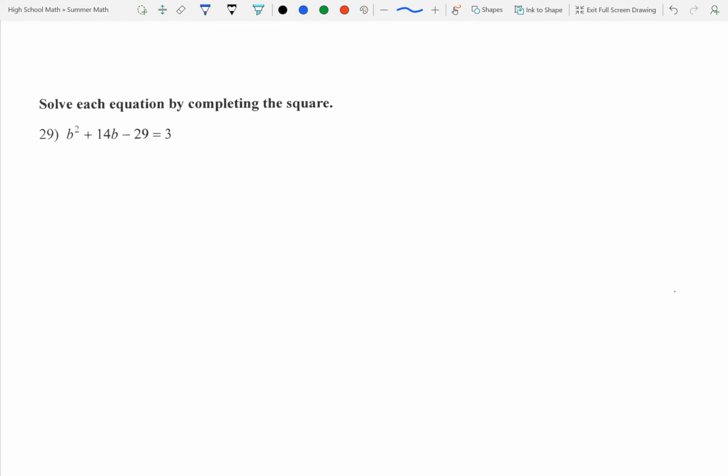Solve by completing the square. When completing the square, the first thing we do is gather our variables on one side and our constants on the other. In this case, I'll add 29 to both sides. So we're left with b squared plus 14b is equal to 3 plus 29 will be 32. Now we're going to add in a box number on both sides.